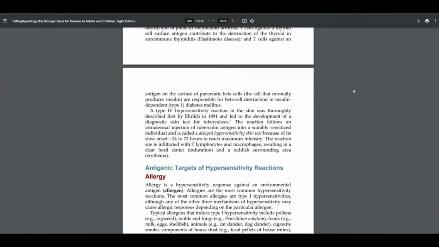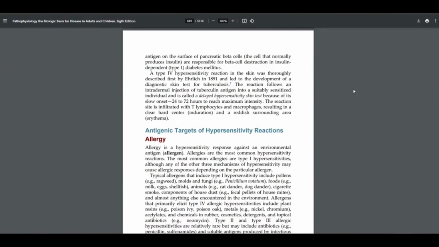And T cells against an antigen on the surface of the pancreatic beta cells, the cells that normally produce insulin, are responsible for beta cell destruction in insulin-dependent type 1 diabetes mellitus.